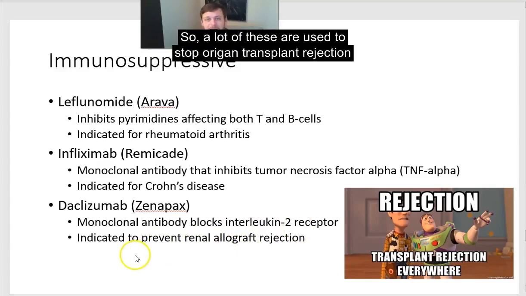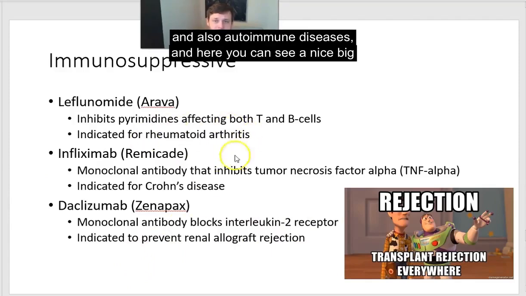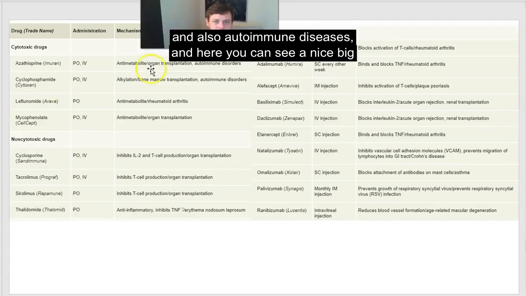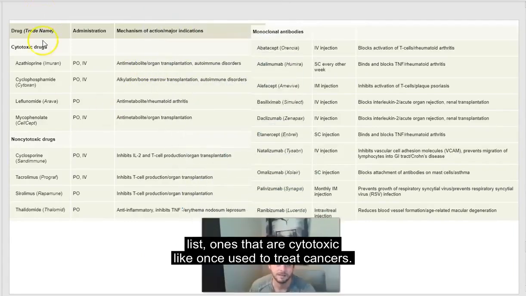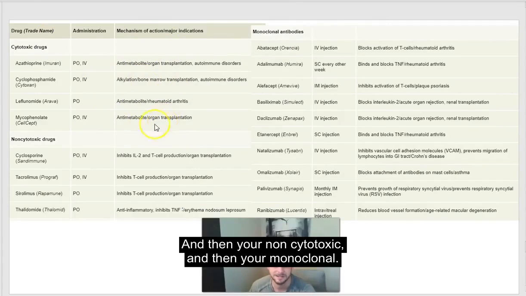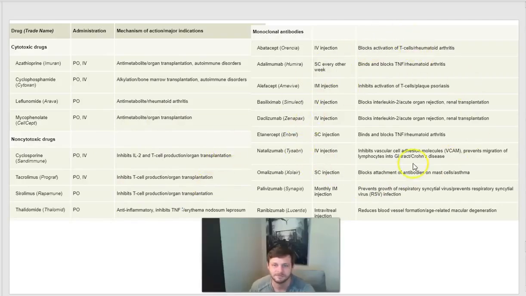So a lot of these are used to stop organ transplant rejection and also autoimmune diseases. And here you can see a nice big list. Ones that are cytotoxic, like ones used to treat cancers, right? And then your non-cytotoxics, and then your monoclonals.